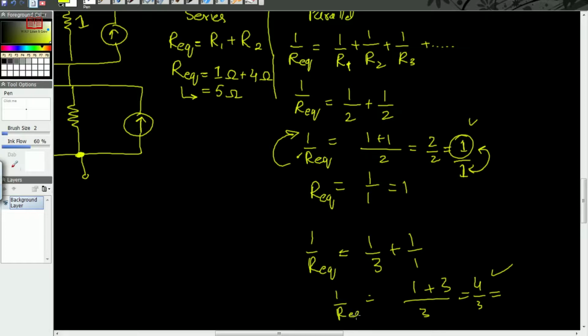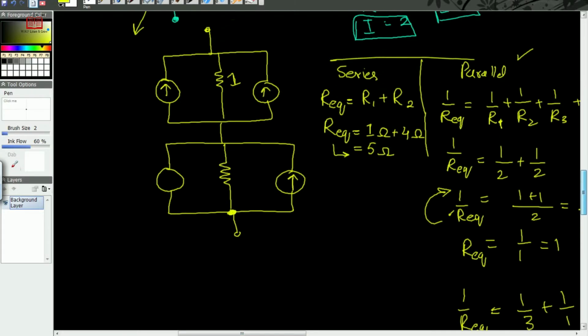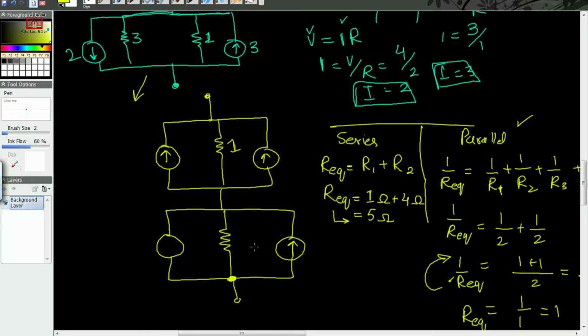This is 1 over R equivalent, and we need R equivalent, okay, not 1 over R equivalent. So just change and replace the positions from 4 over 3 to R over 3. R equivalent would be 3 over 4. Replace the position, and this is the required R equivalent. So the answer is 3 over 4.